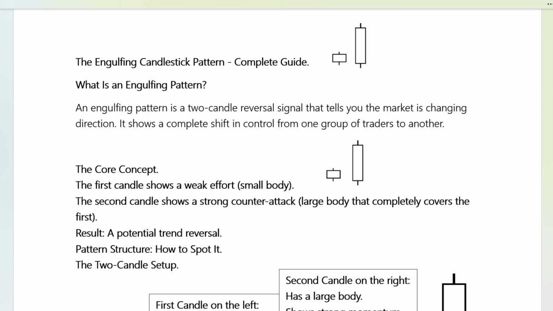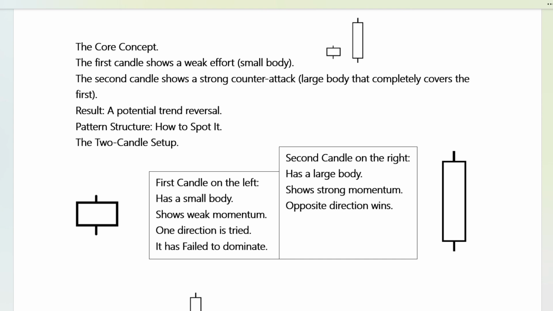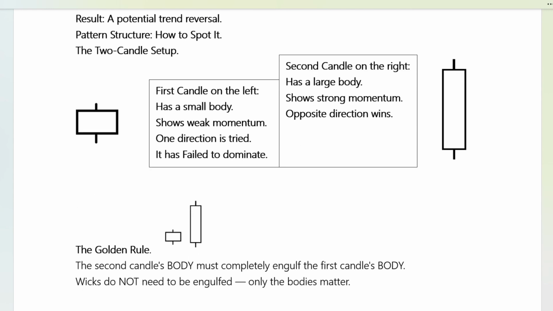The two-candle setup. First candle on the left has a small body. Shows weak momentum. One direction is tried. It has failed to dominate. Second candle on the right has a large body. Shows strong momentum. Opposite direction wins.